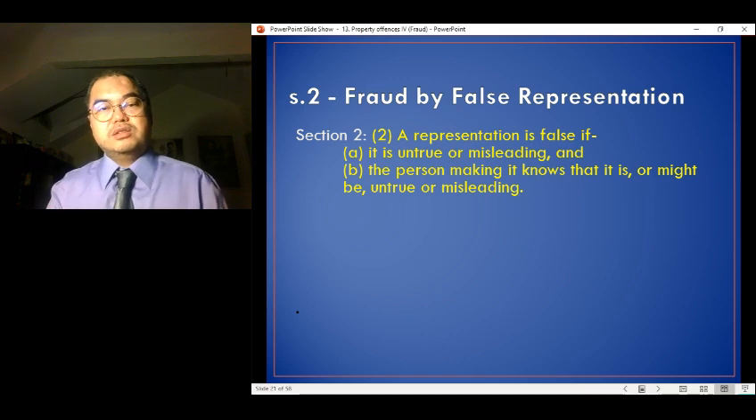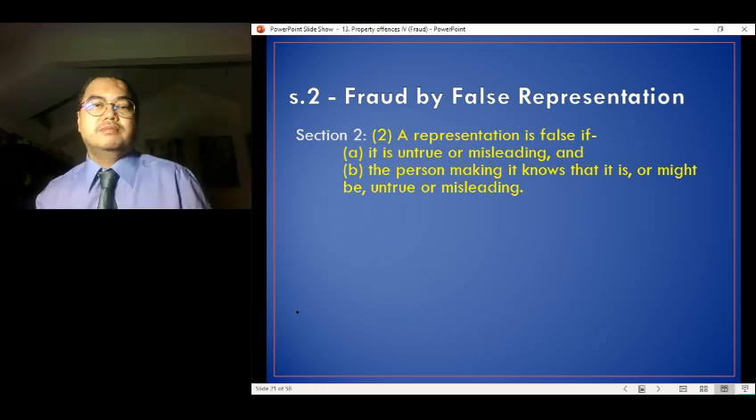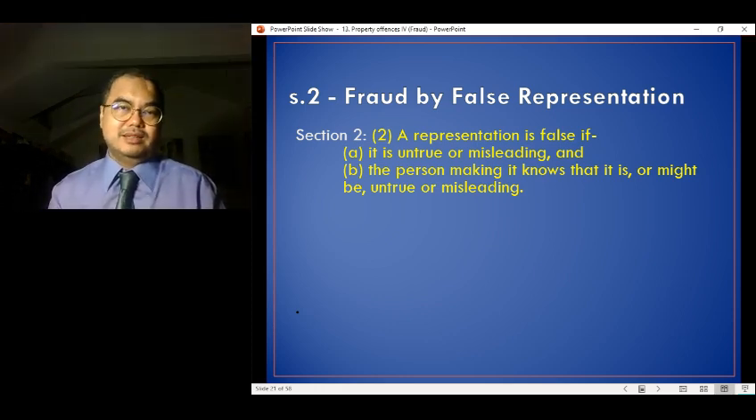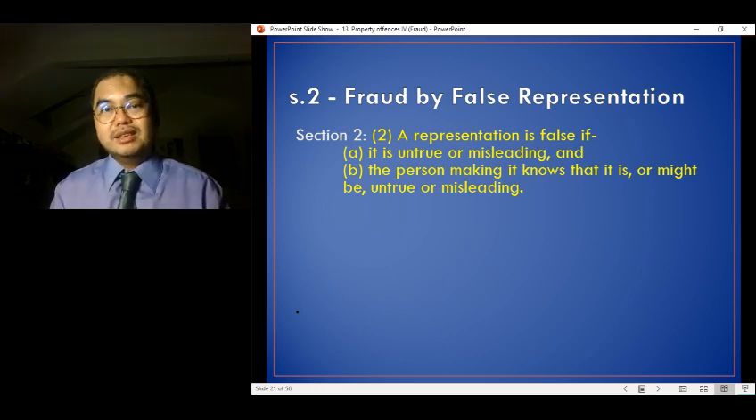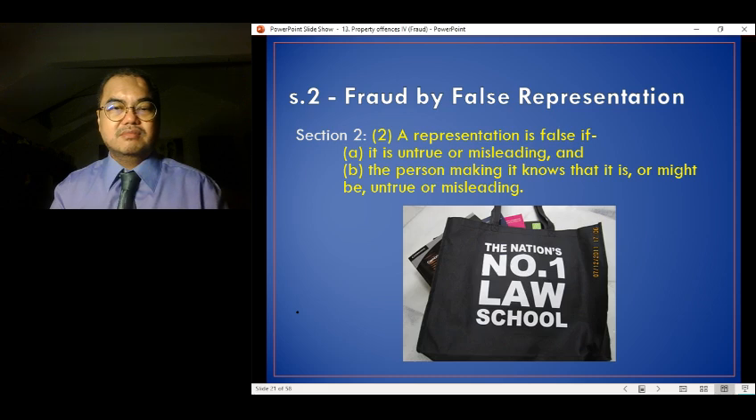So, to subsection 2, we've seen earlier, when is a representation considered to be false, right? It is false if it is untrue. That's clear. It can be false if it is misleading also, right? If it is misleading.